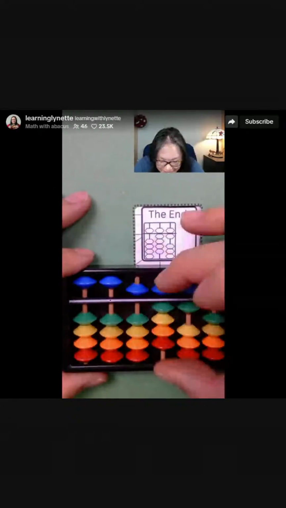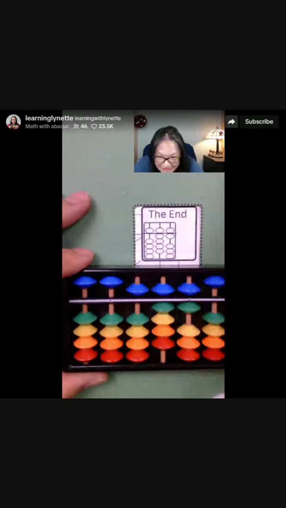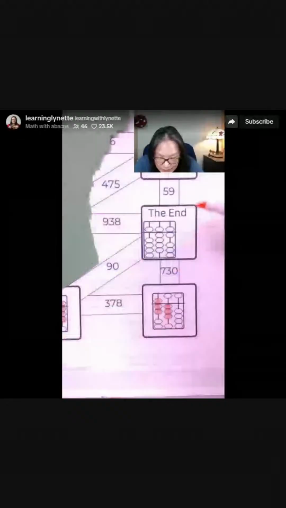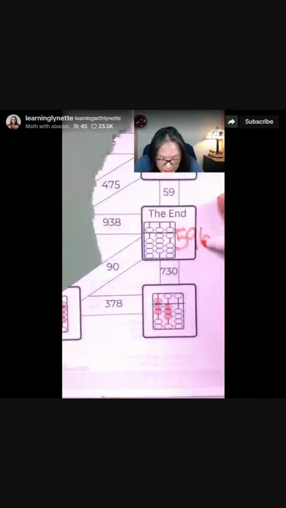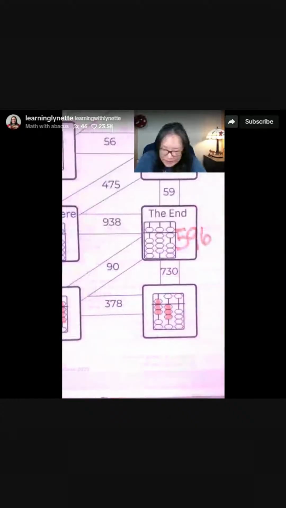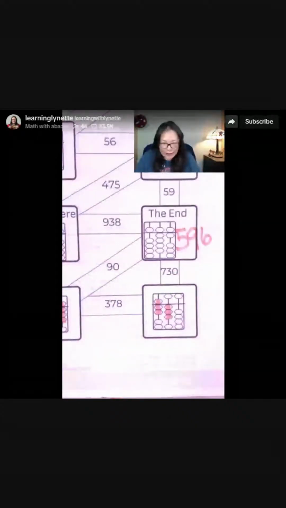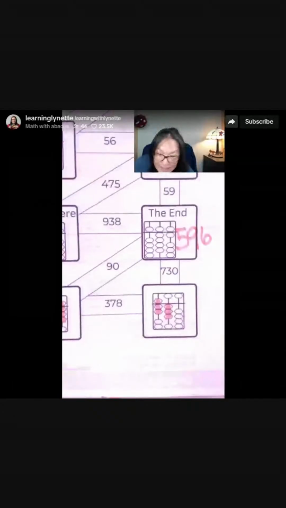596. Yay, that's it. Well done, everybody. So you can do adding, subtracting, multiplication, and division on the abacus, but right now I am going to sign off. I've been on for a little bit. I think if I was taught this when I was younger, I would have been better at math.